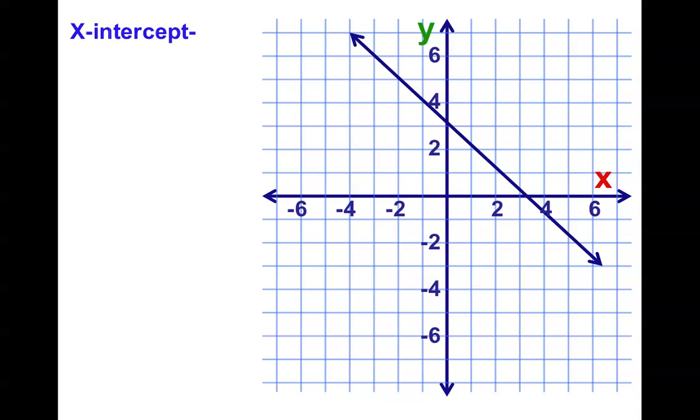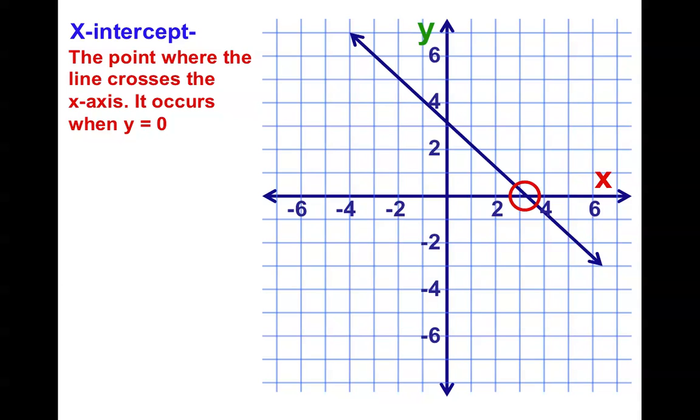a line. First we want to talk about the x-intercept. That is where the line crosses the x-axis. It also occurs when y equals 0. One of the best ways to remember that is that here's y equals 2, here's y equals 1, and here's y equals 0, right on the x-axis.